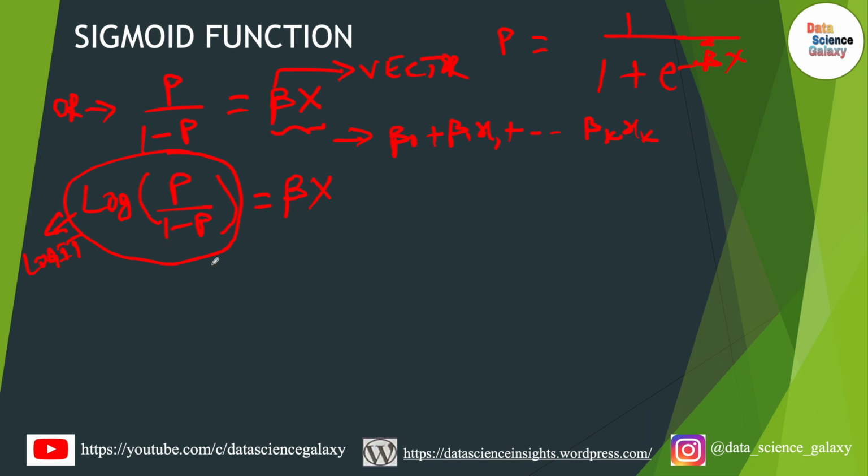So how do we get rid of, mathematically speaking, a logarithm? The way is to exponentiate. That's because exponentiation and logarithm are opposite of one another. If I exponentiate this, then I can get rid of the logarithm. So if I exponentiate on both sides, then what remains on the left hand side would be p upon 1 minus p.